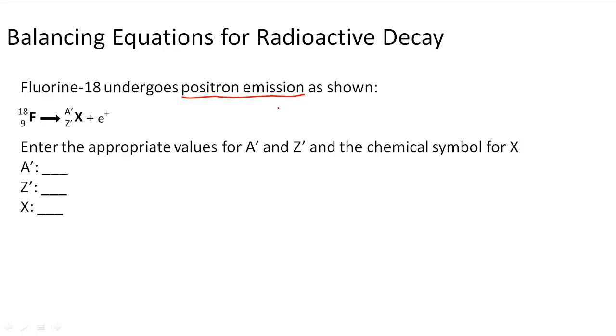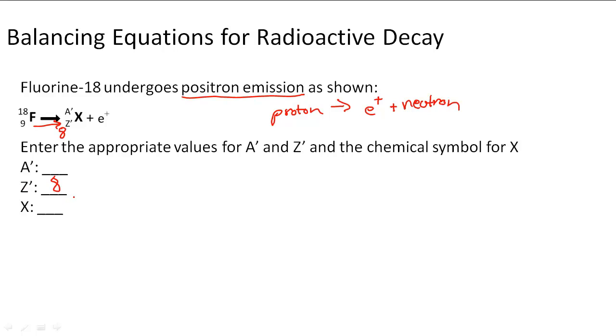So for positron emission, a proton is breaking apart into a positron, which is going to be the same mass as an electron but positively charged. And then it's also going to produce a neutron, and the neutron is going to stay in the nucleus. So what happens is that we're going to lose a proton. That means this number is going to go from 9 to 8. And so Z prime is 8.